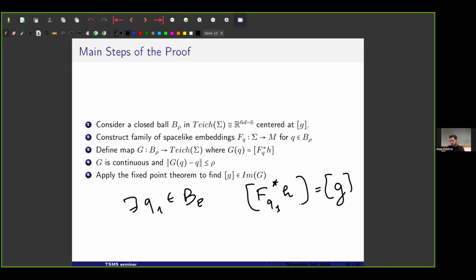And we can also assure that all the embeddings are C0 close to the space-like embedding that we started with. And I think that's it.